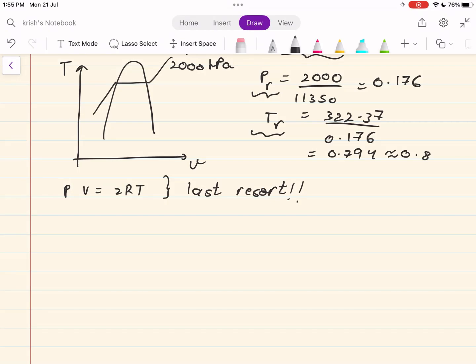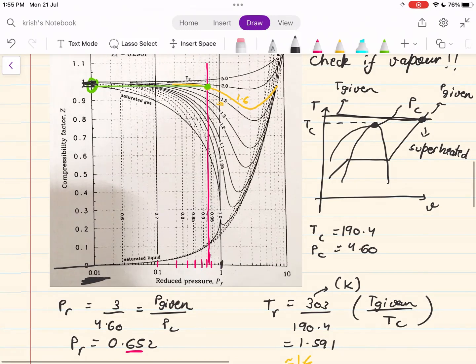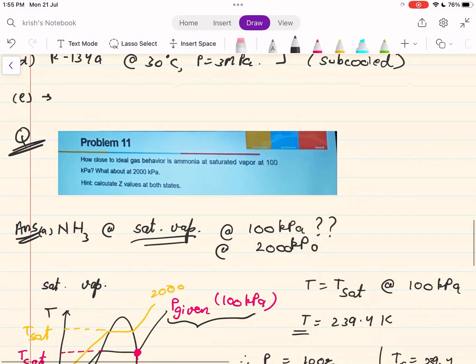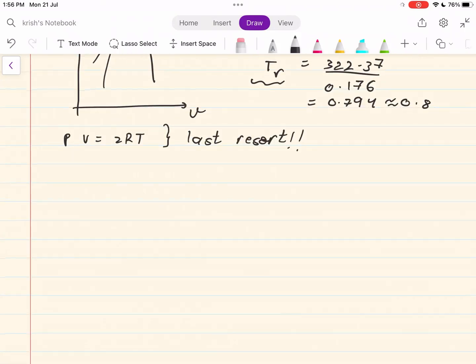In fact, I want you to do this process again where you identify the PR line and you identify the TR curve and you try to make them intersect. I want you to do this for this question. Pause the video and do it. After you have failed, we will try to use this equation.